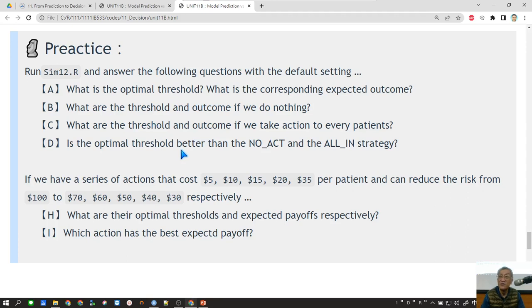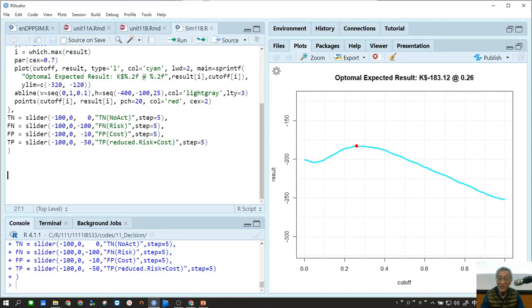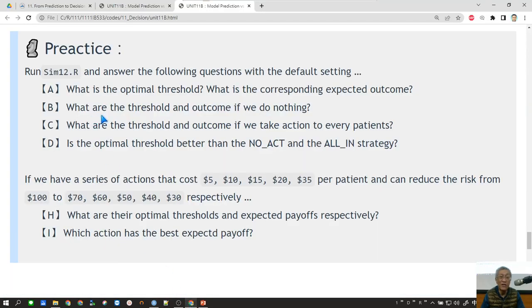So what is the optimum ratio? 0.27. Okay, and what is the corresponding expected outcome? Minus 183.1. It's already here, right? Okay. See? So the first question is quite straightforward. The second one, what are the threshold and outcome if we do nothing?